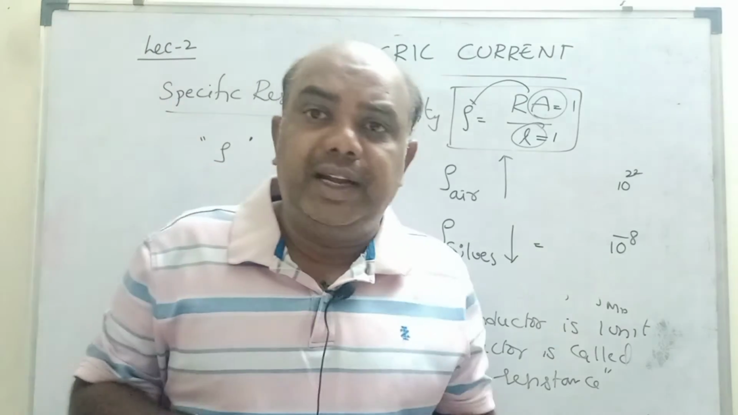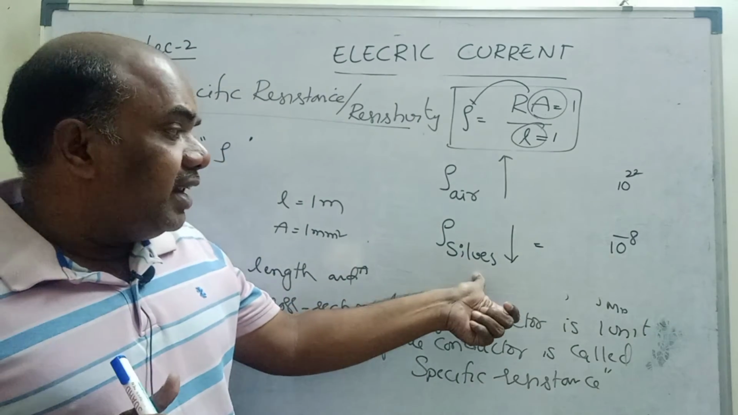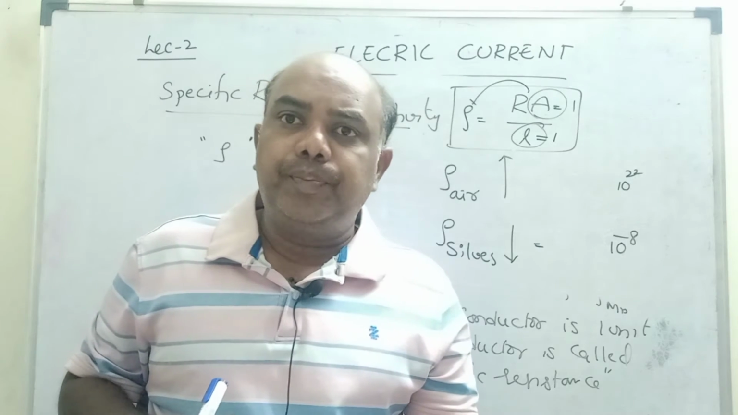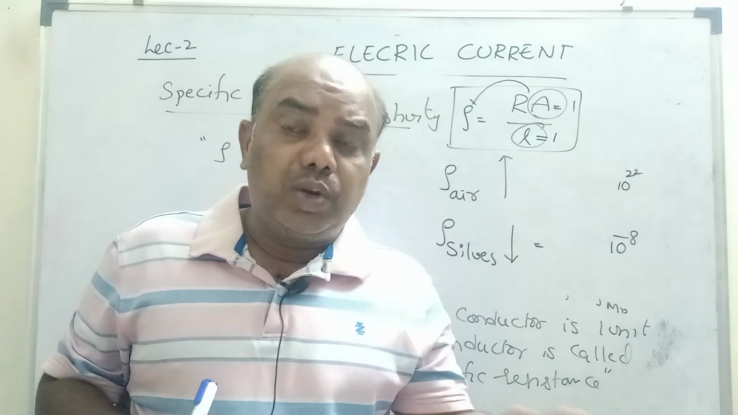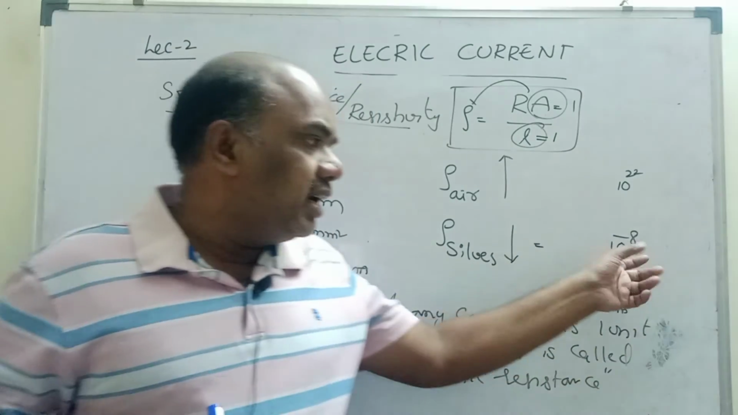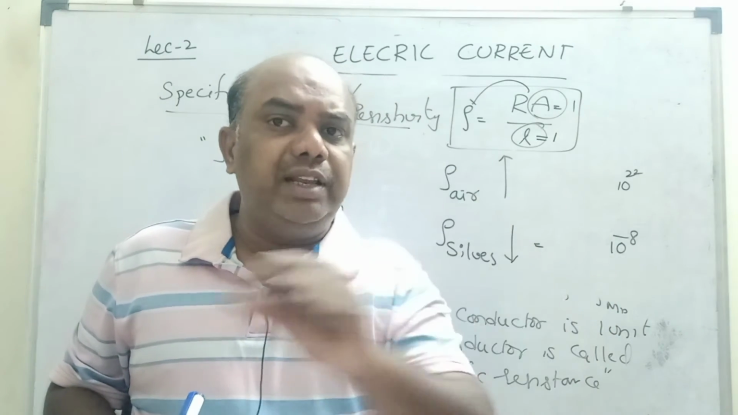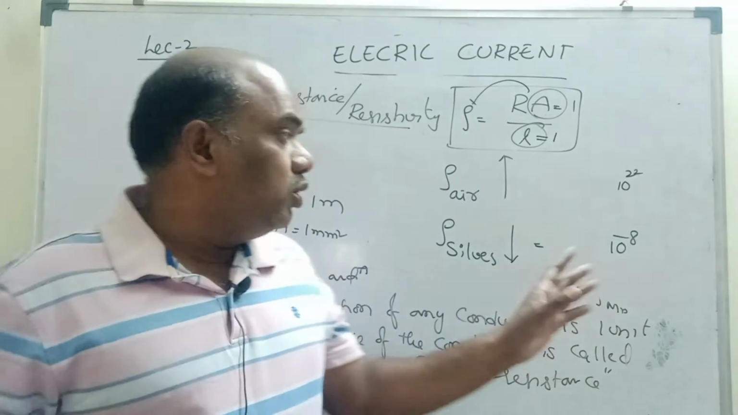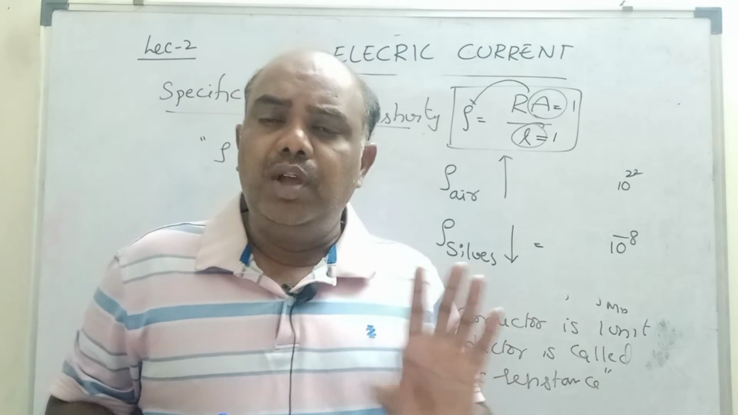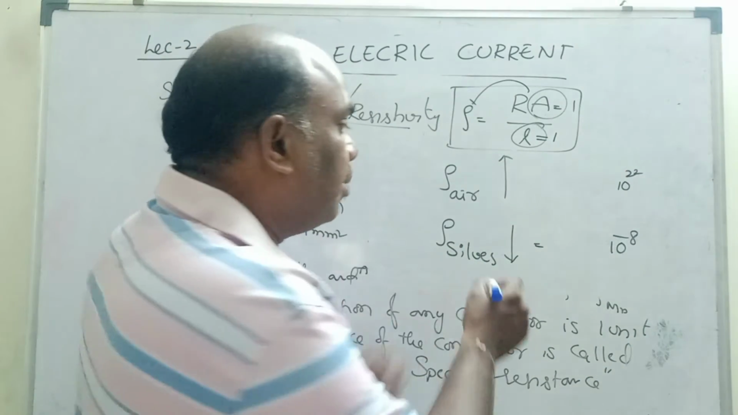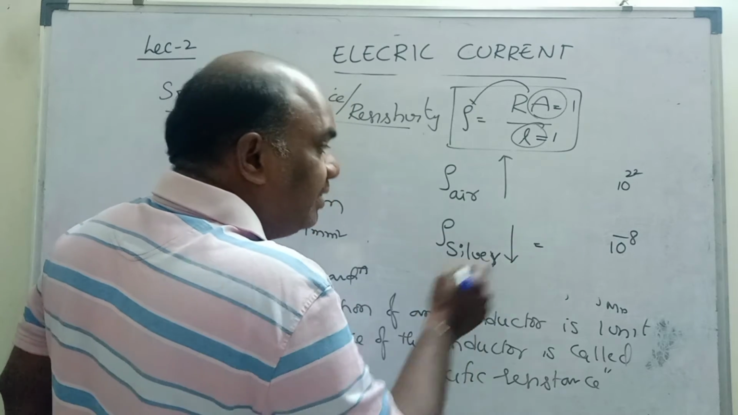Values are not important. Silver is a very good conductor, better than copper. Even though that is so, we use copper only in electrical wires because silver is very expensive. Only that is the reason. Otherwise, silver is a better conductor than copper because silver resistivity is less.